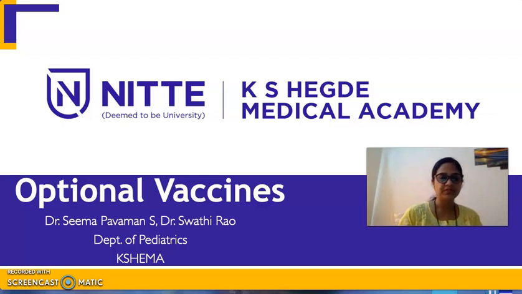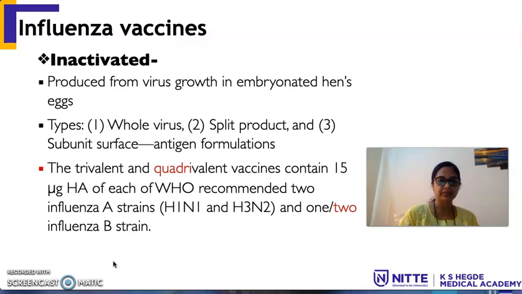Hello. So in this video lecture, we'll be discussing the optional vaccines, which are apart from the National Immunization Program vaccines, that is the National Immunization Schedule, which gives us the compulsory recommended vaccination for the children. These are in addition to that. So we'll quickly move on to the different types of vaccines which are given as optional vaccines.